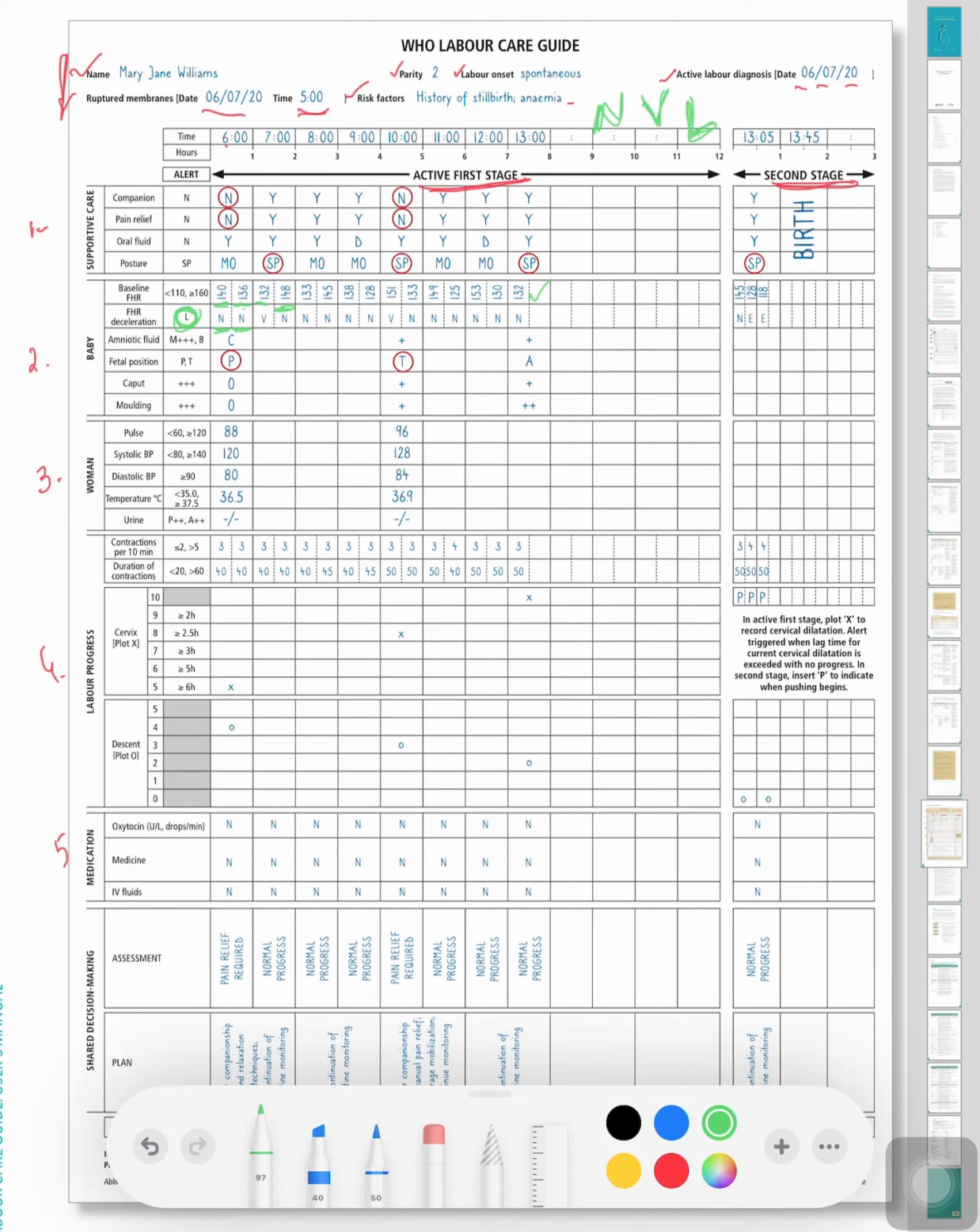Deceleration variable, deceleration was not present, so write an N. Not present, so write an N. Okay, so like that you have to fill in the deceleration.